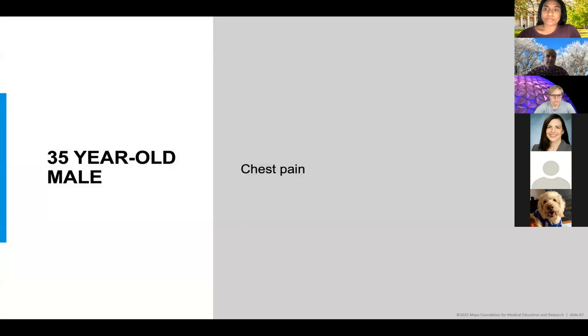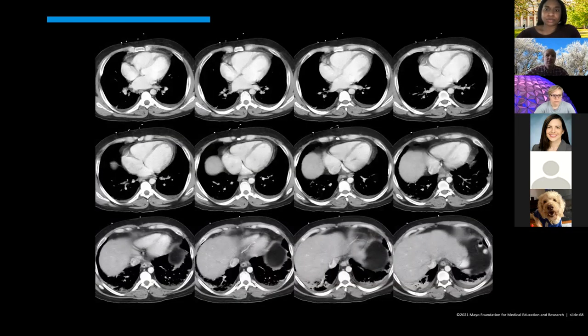Okay, next case is a 35-year-old with chest pain. Again, I like to show this case to the residents because it's a reminder that you have to look at the heart in every single study that covers the chest. You cannot ignore it, even if it's not a dedicated cardiac CT or coronary CT, because you will find abnormalities in the heart that are going to make a difference in saving the patient's life.